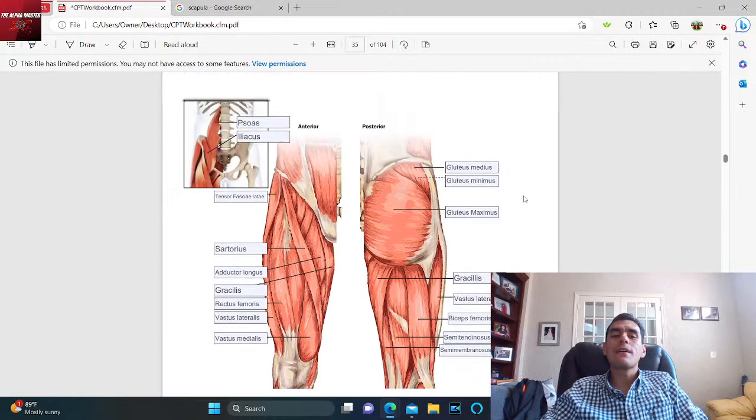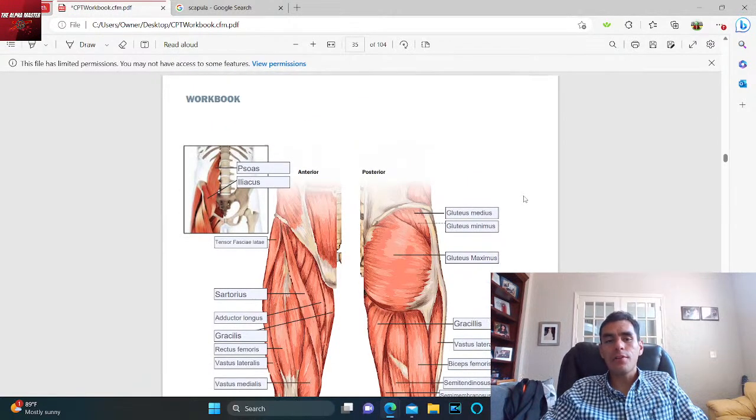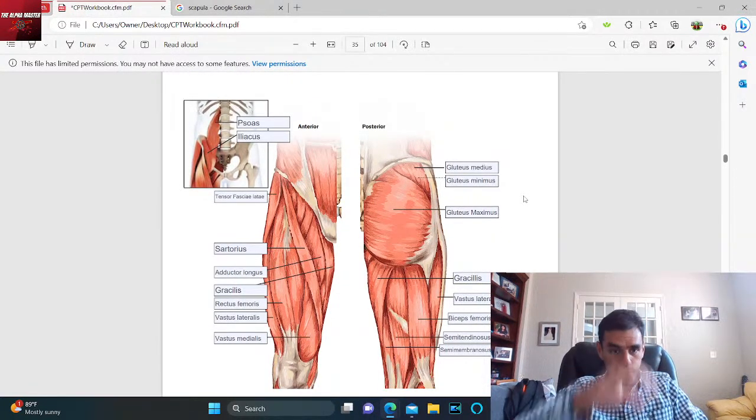Now in here you have the leg muscles, anterior and posterior. First you have the psoas and the iliacus, the psoas and the iliacus muscles in the hips.